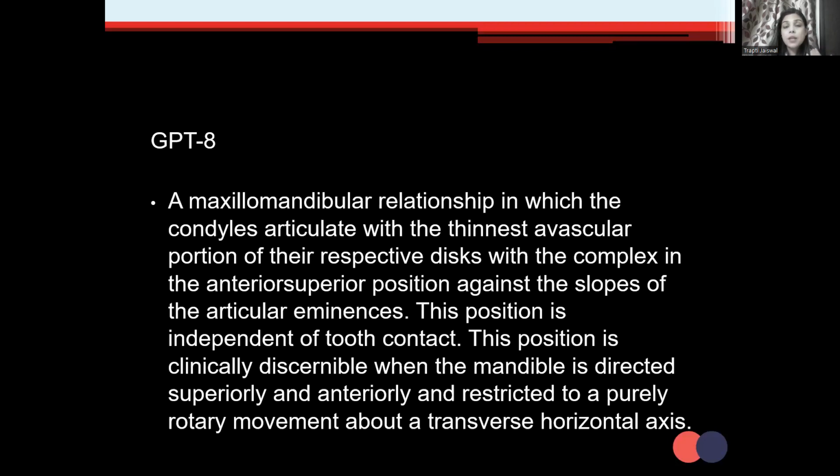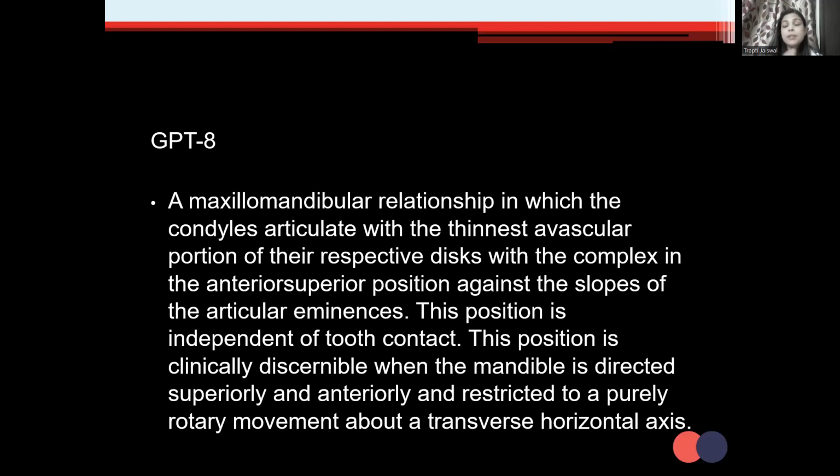And the condyles will articulate with the thinnest avascular portion of the respective disc with the complex in an anterior superior position. So the condyle movement will be anterior and superior, against the slope of the glenoid fossa. This is the glenoid fossa, and this is the movement and position of the condyle. And this position is independent of tooth contact. It is a bone-to-bone relationship, and it is clinically discernible when the mandible is directed superiorly and anteriorly.